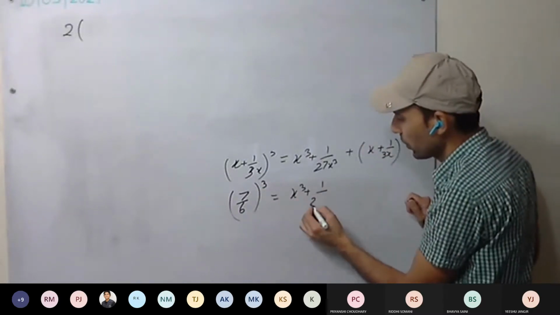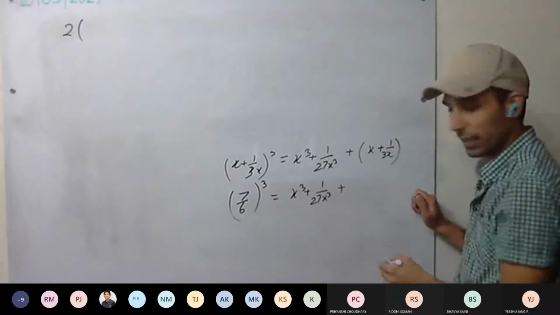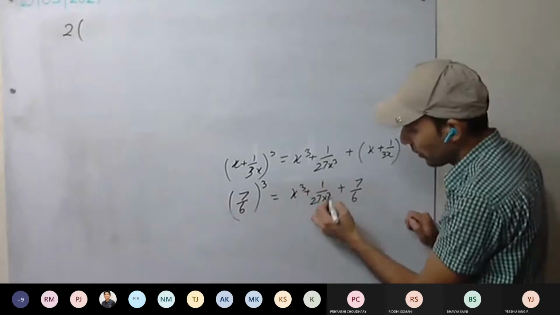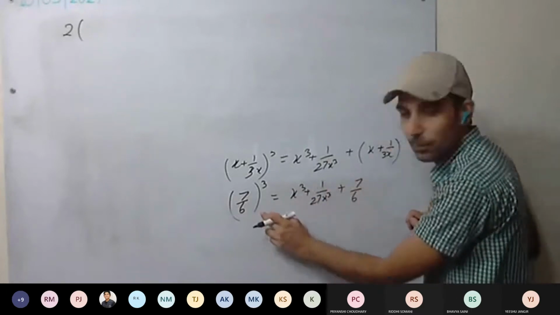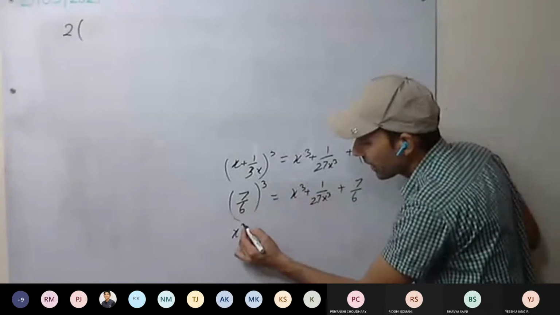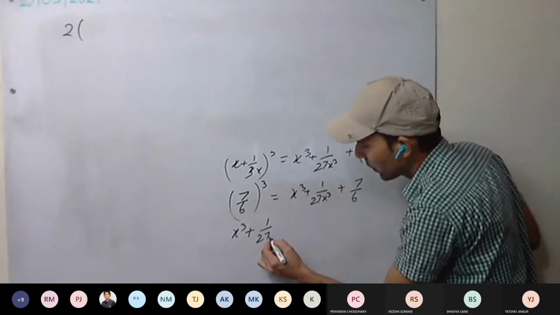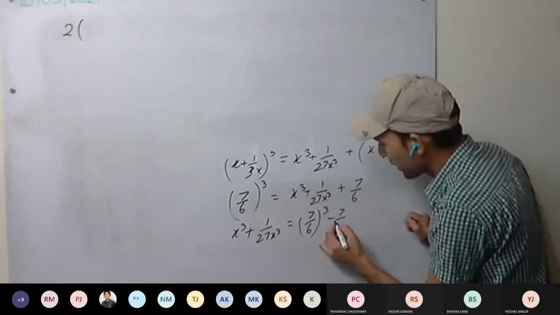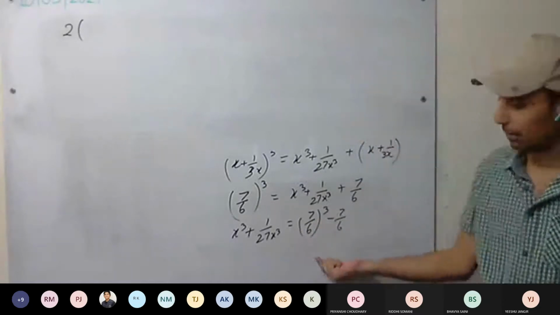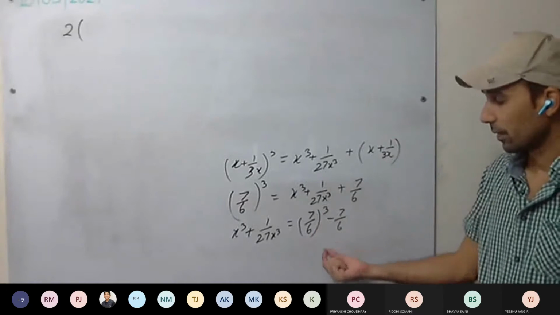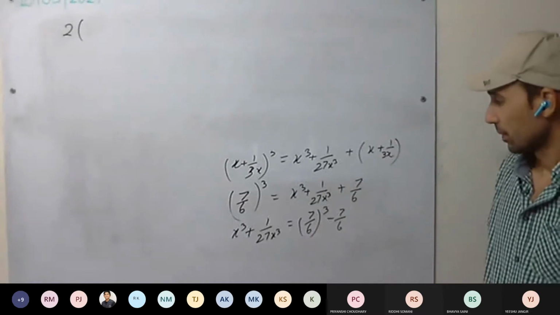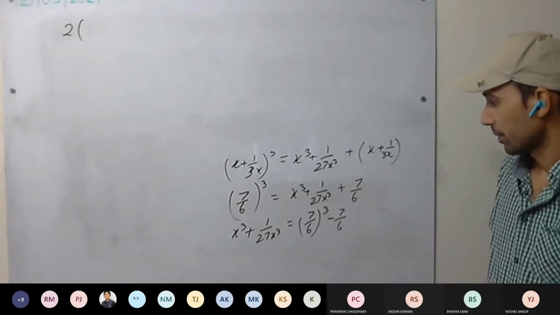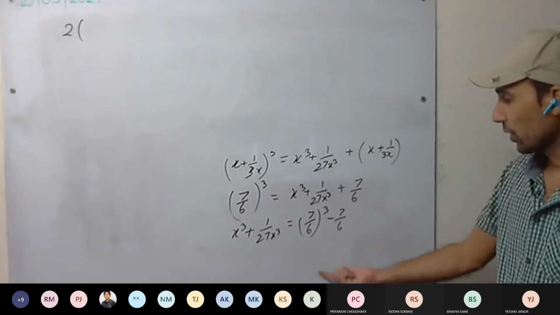x cube plus. So don't hesitate. Ask immediately wherever you have doubt, don't wait for others to speak. Okay, 7 upon 6. Now its value we have to calculate. We have to take it on the left hand side, or we can write it like this as well: x cube plus 1 upon 27x cube equals 7 upon 6 the whole cube minus 7 upon 6. Further you can solve. Now you can solve. Yes sir, I did it by taking the common out. Okay, further you can solve.